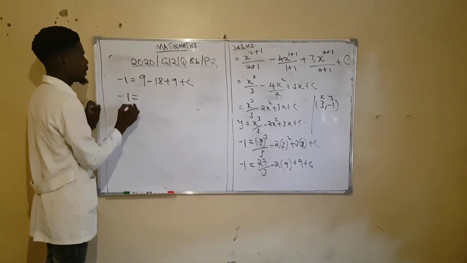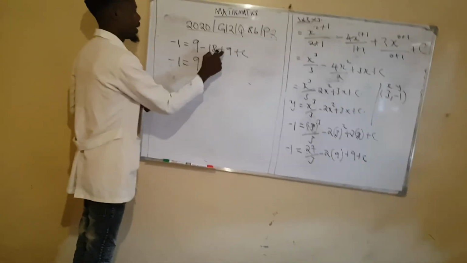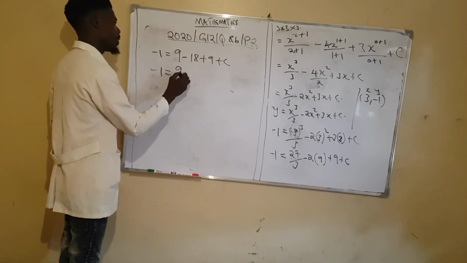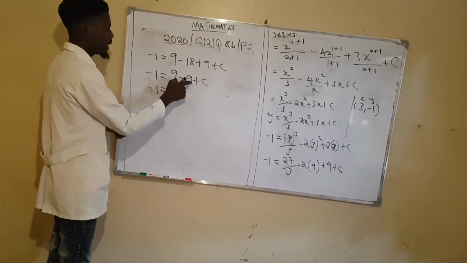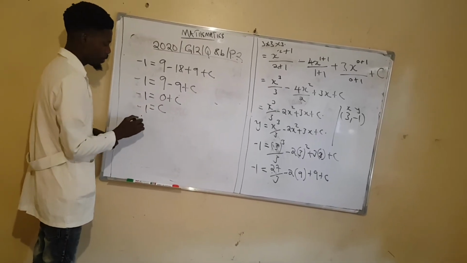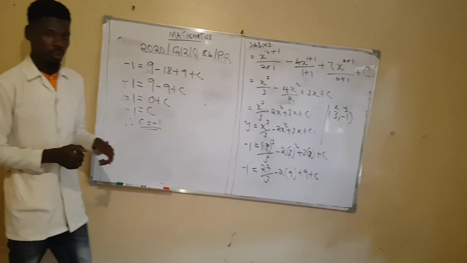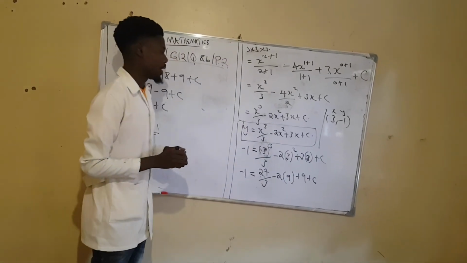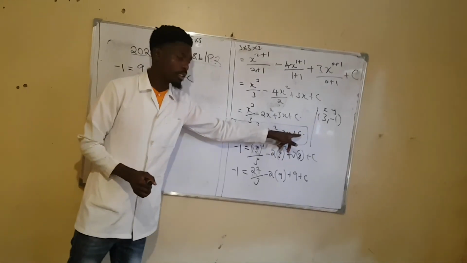Then -1 is equal to 9 minus 18, plus 9. Here we are going to have -9 plus c. Then we have -1 is equal to 9 minus 9, it's a 0 plus c. -1 is equal to c. Okay? Therefore, c is equal to -1. Now, you don't end it here. Your answer was actually here. This is our answer. But the whole thing was done for us to know what value is c.